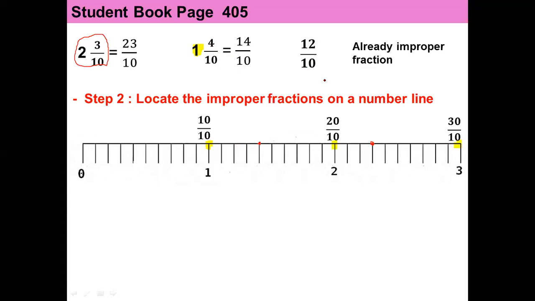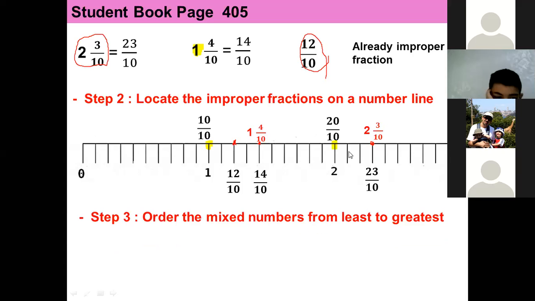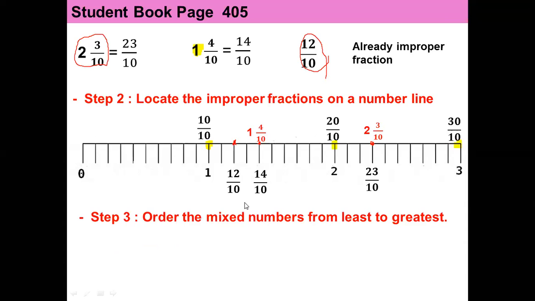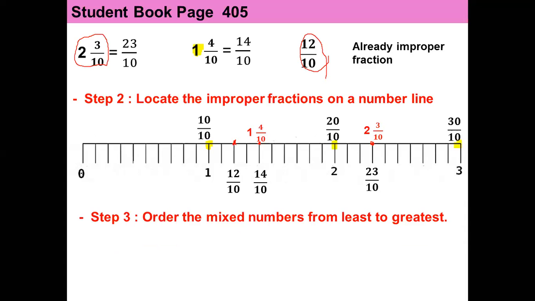And the last one, which is 12 over 10. Now I will count from 0. 1, 2, 3, 4, 5, 6, 7, 8, 9, 10, 11, 12. So where is 12 over 10? Look at there, guys. This is the fraction we talk about. Now I will order from least to greatest. Least closest to 0. So we talk about 12 over 10. Then 1 and 4 over 10. And the last one, which is 2 and 3 over 10.